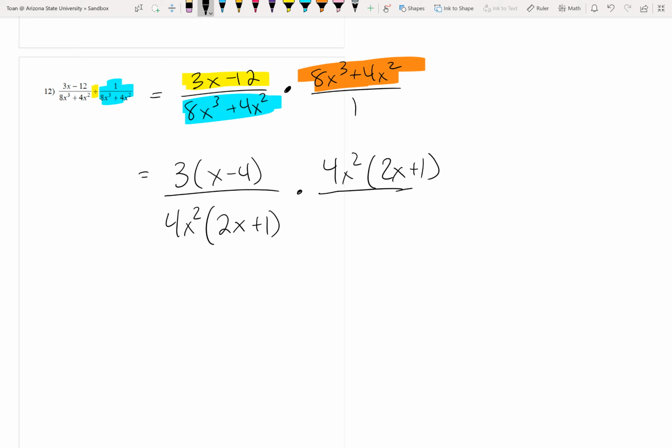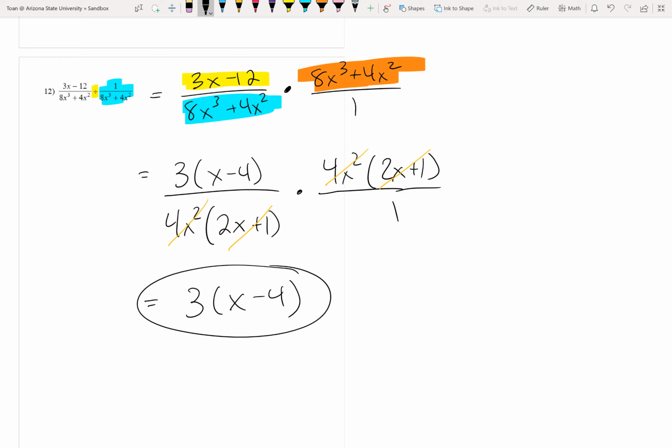I guess we could have canceled out at the beginning. So sort of a trivial situation. 4x squared, 2x plus 1 cancels. Well, that was easy. And all you're left with is a 3, x minus 4. I didn't notice it because I was on autopilot, we could have canceled these out from the get-go because they are literally 100% the same.